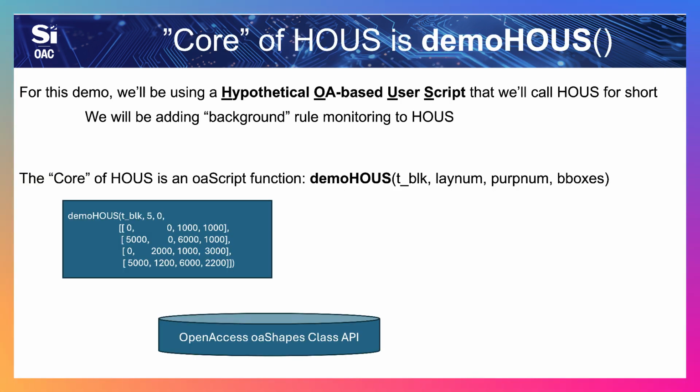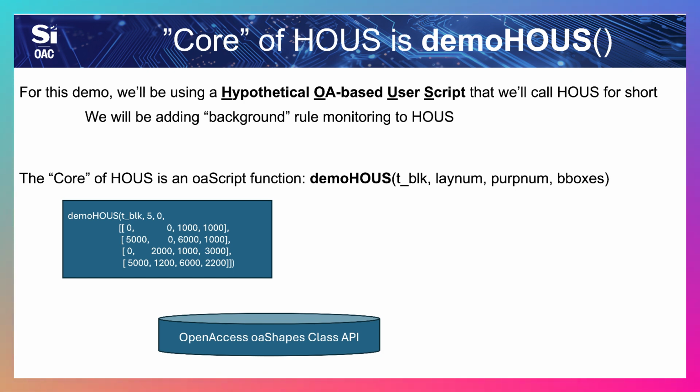For this demo, we'll be using a hypothetical OA-based user script, HOUS, that we'll call HOUS for short. We will be adding background rule monitoring to HOUS. The core of HOUS is an OA script function, demo HOUS.